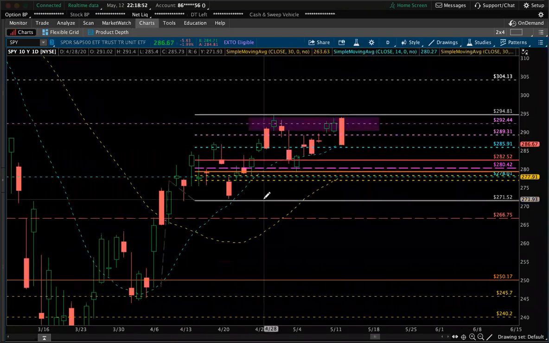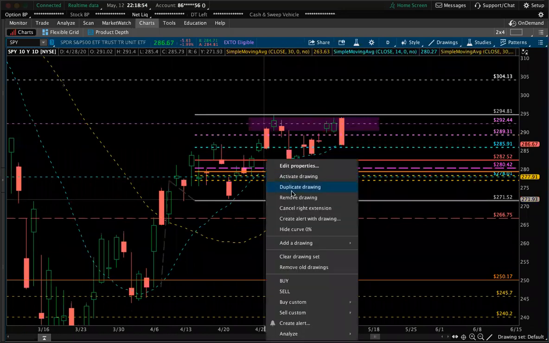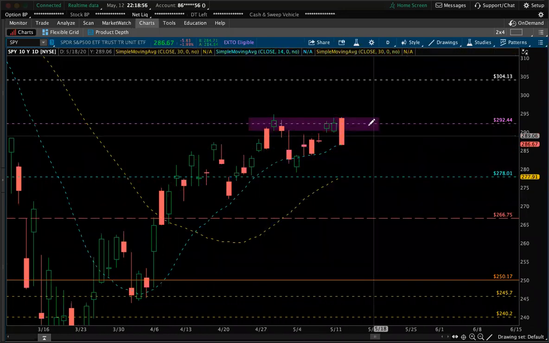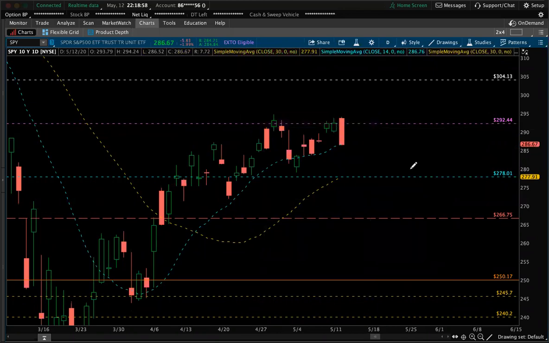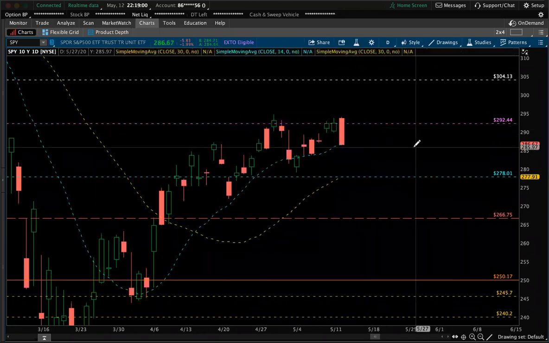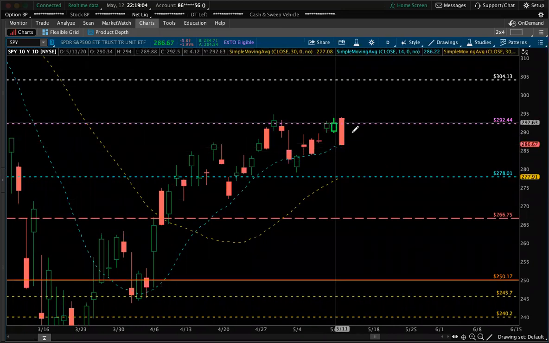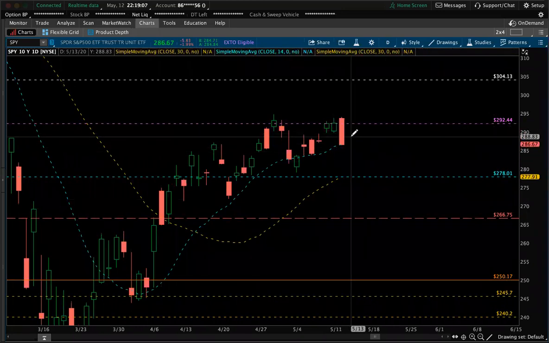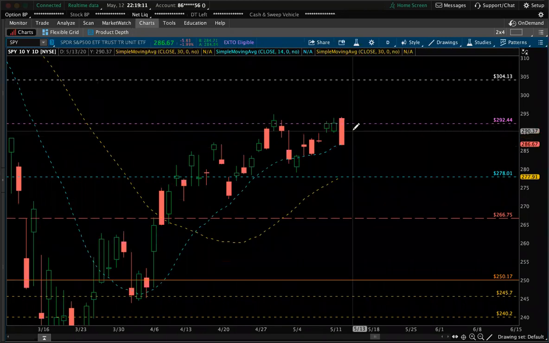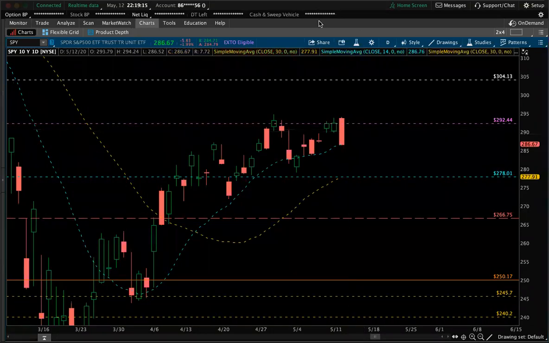If I created this as a channel, let's get rid of this. So you got 14 and 30. That's it. The reason we went short at 320 today, we were somewhere around 289 or 290. Right here was a good short.